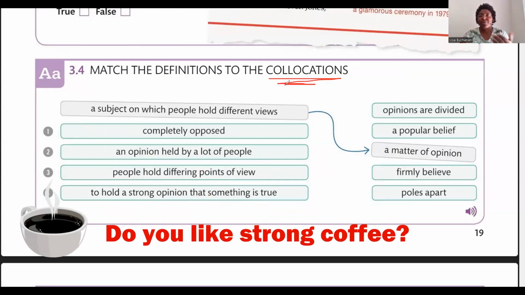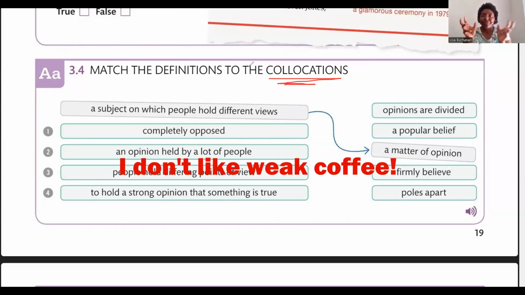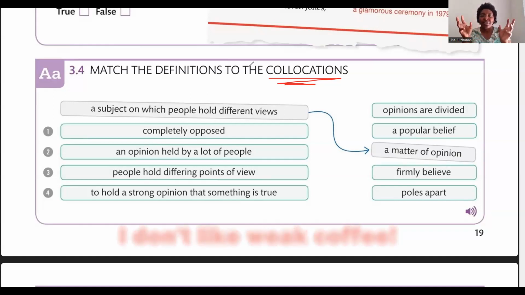One of the examples that I usually give is if I ask you, do you like strong coffee? You might say, yes, Lisa, I like strong coffee. We usually don't say hard coffee or heavy coffee. We say strong coffee. And then the opposite would be weak coffee. So we like the word coffee and strong together, or weak and coffee together. That's a collocation.